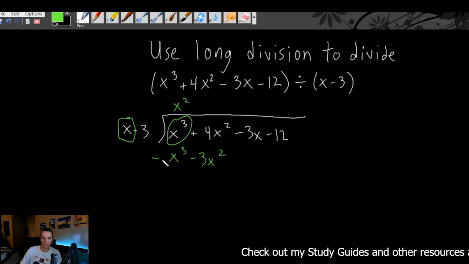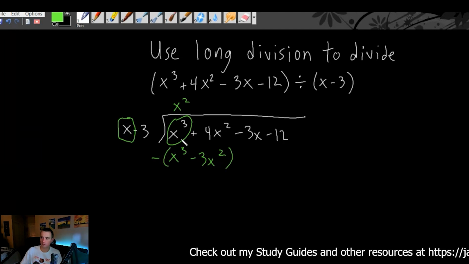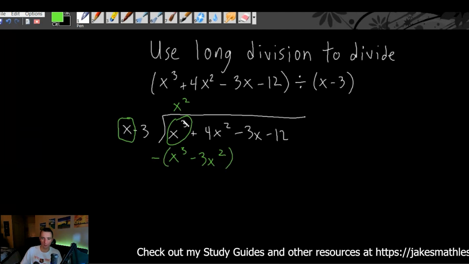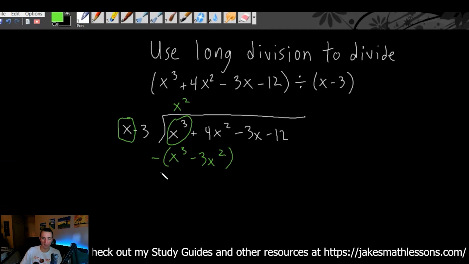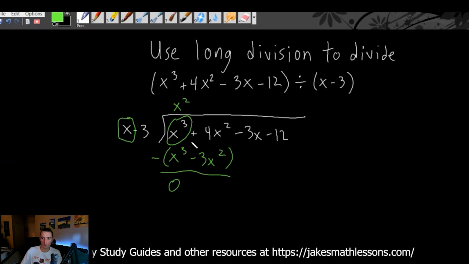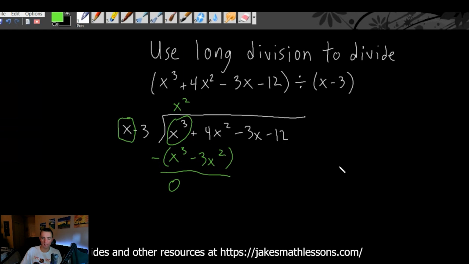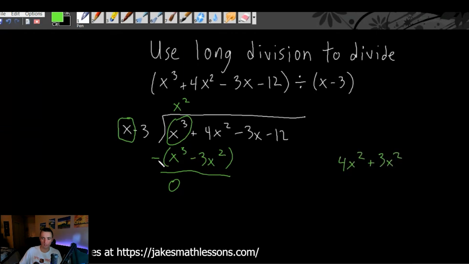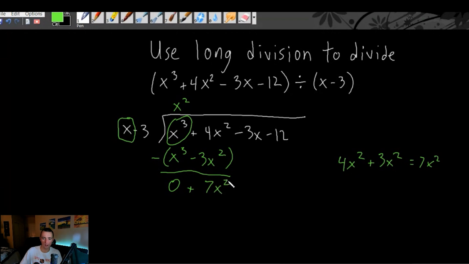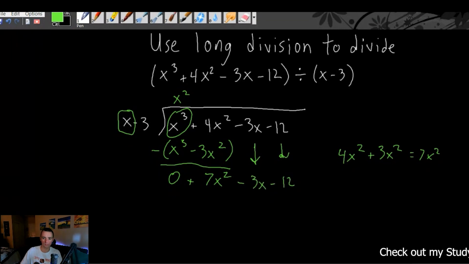Okay, then we minus, in parentheses, this whole thing here from the one up here. x cubed minus x cubed will be 0. 4x squared minus negative 3x squared would be 4x squared plus 3x squared. The double negative makes a positive, which gives us 7x squared. So we have plus 7x squared, and then carry down these two terms here, minus 3x minus 12. Okay?